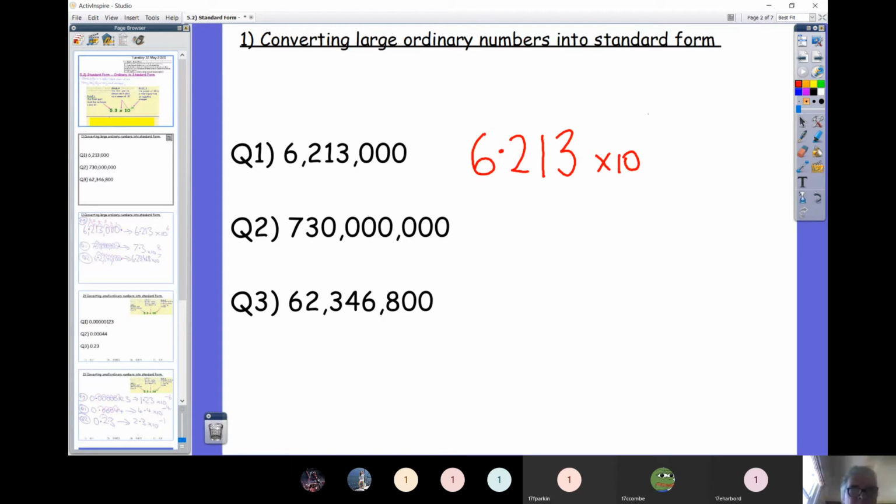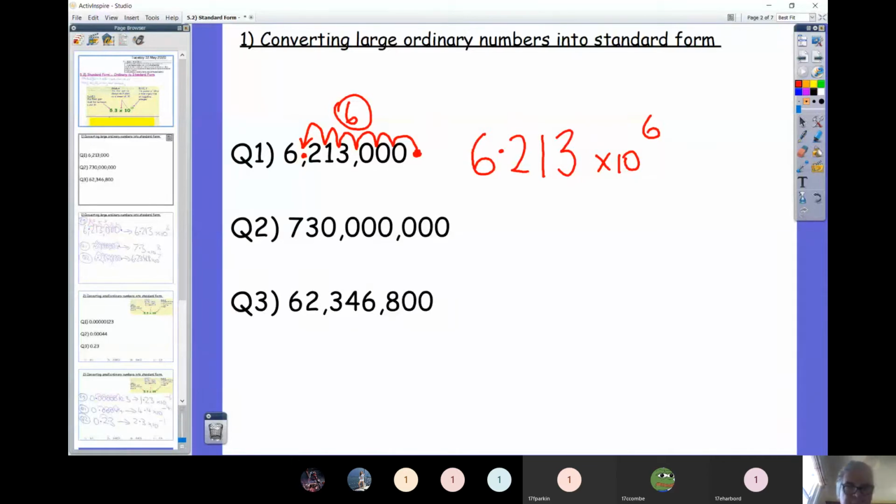And we know the power is going to be a positive number. So where is the decimal point to start with? Well, it's there really at the end. Where does it have to move to? Well, there between the 6 and the 2. So how many hops is that to go from one to the other? So count the jumps. So 1, 2, 3, 4, 5, 6. That is 6 hops. Okay, so that is 6.213 times 10 to the 6. So not too bad. And remember, that's a positive 6 because it's a big number.